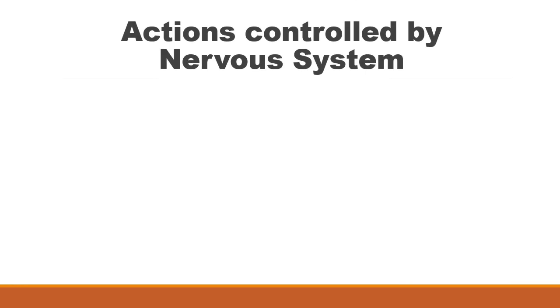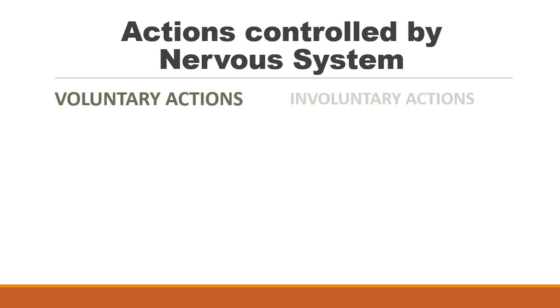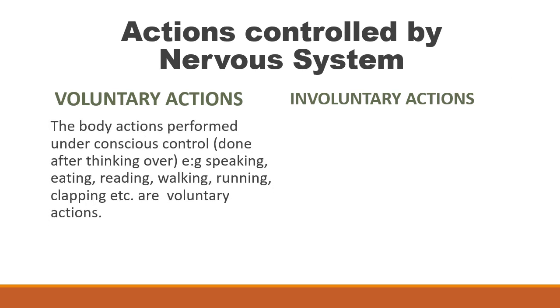Now, the actions controlled by the nervous system. We all know there are two types of actions, voluntary actions and involuntary actions. What are voluntary actions? Voluntary actions are the body actions performed under conscious control. That means done after thinking over them. For example, speaking. When I am speaking to you, it is my voluntary action. When I am reading from a book, when I am eating something, when I am walking, when I am running and clapping, whatever I do with my conscious control is called a voluntary action.